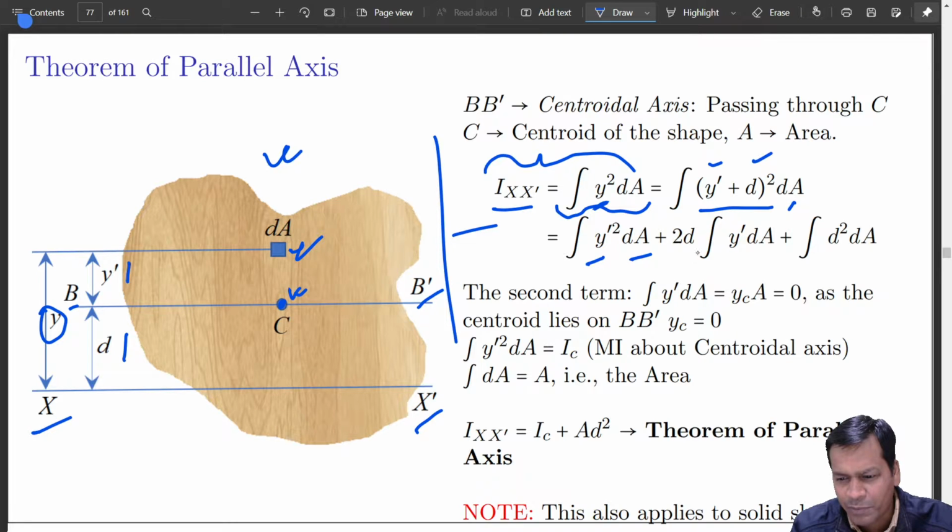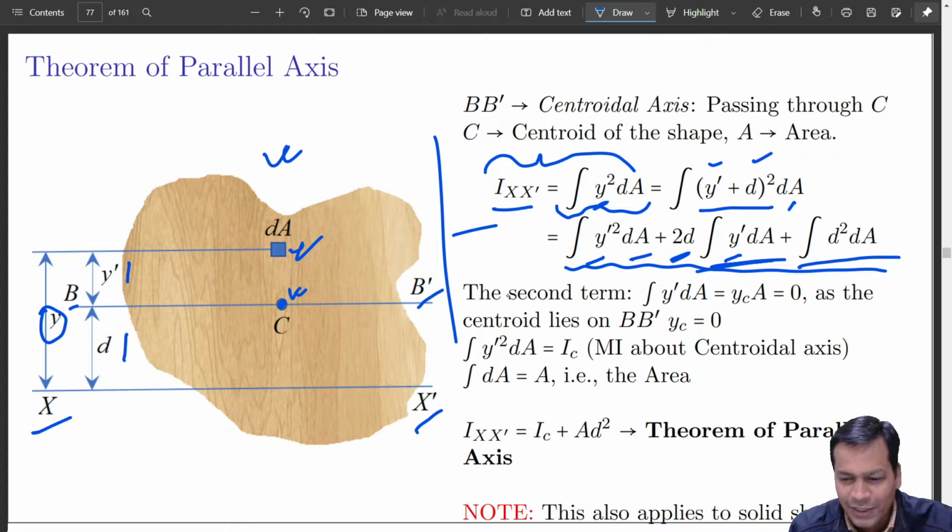plus the multiplication term 2d y dash dA, sorry, it will be d dA, and then the integral of d square dA. So this is how it has evolved. Because d is constant, I have taken it out. So the 2d has come out because it is a constant. Now I am effectively left with this.